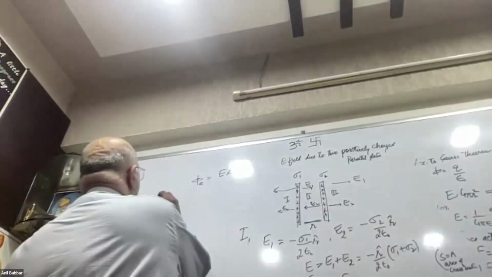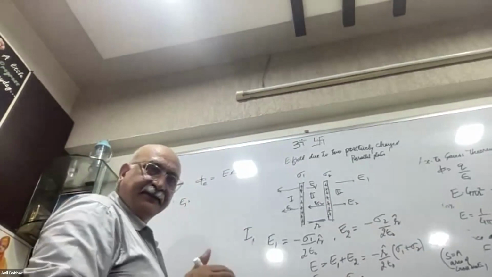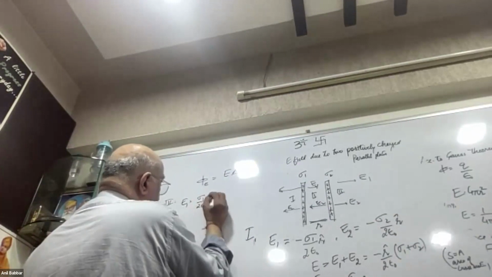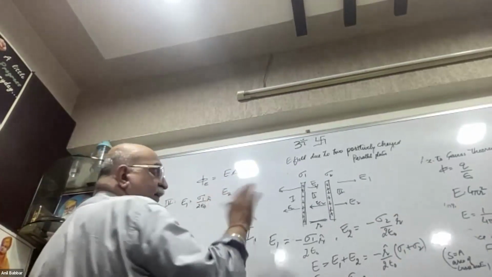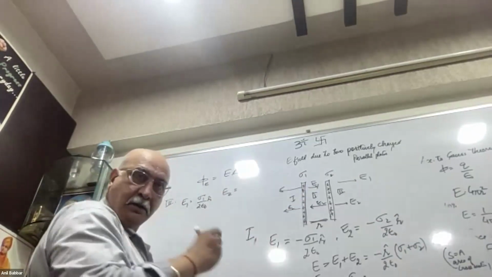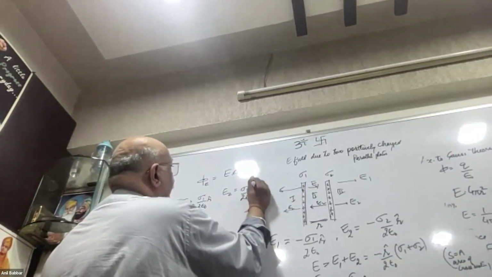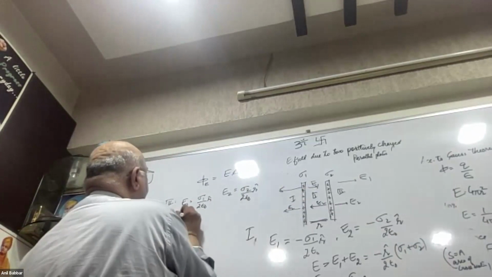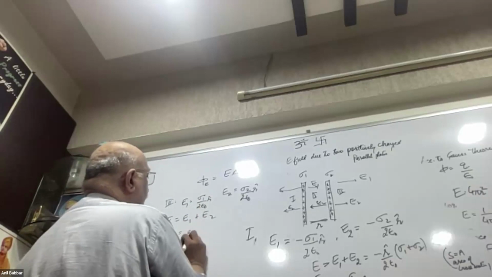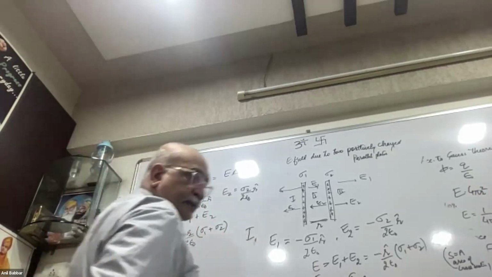Now in the third region, on this side, we have E1, which is again positive. E1 is equal to sigma 1 by 2 epsilon naught R cap. And E2 has to be positive too, so it is sigma 2 upon 2 epsilon naught R cap. The total electric field will be E1 plus E2. We get R cap by 2 epsilon naught times sigma 1 plus sigma 2. This is the total electric field.